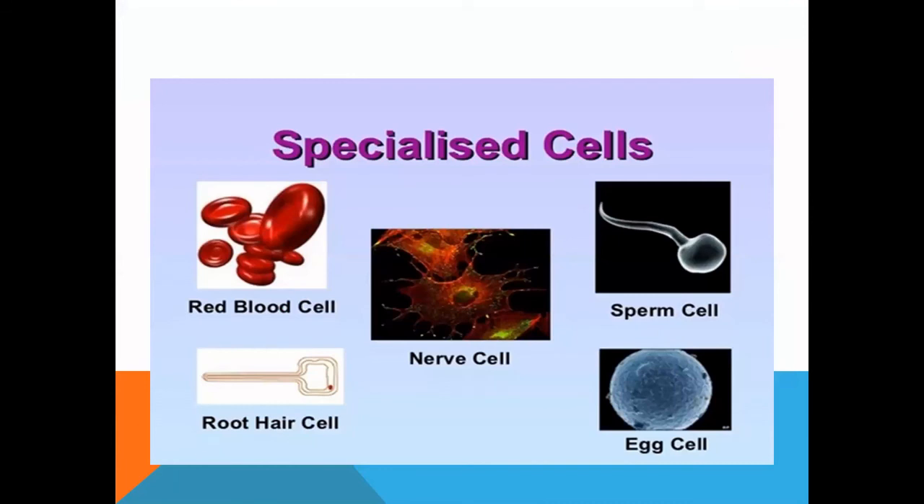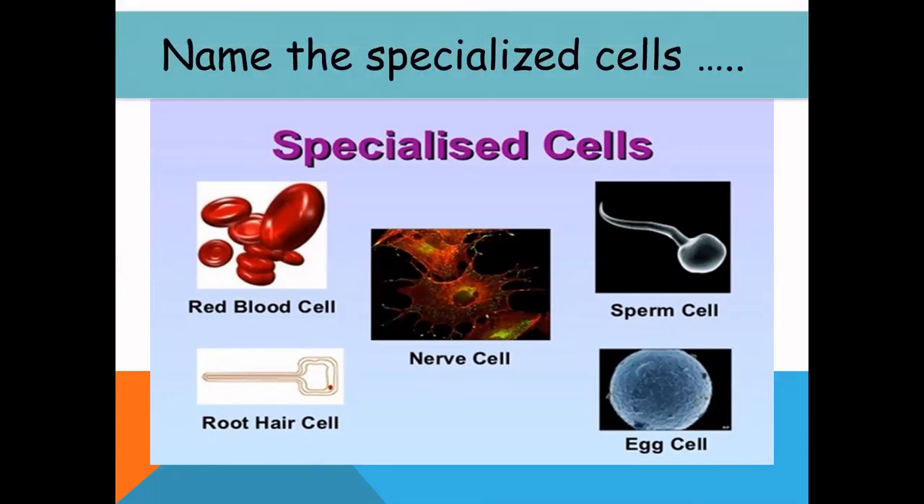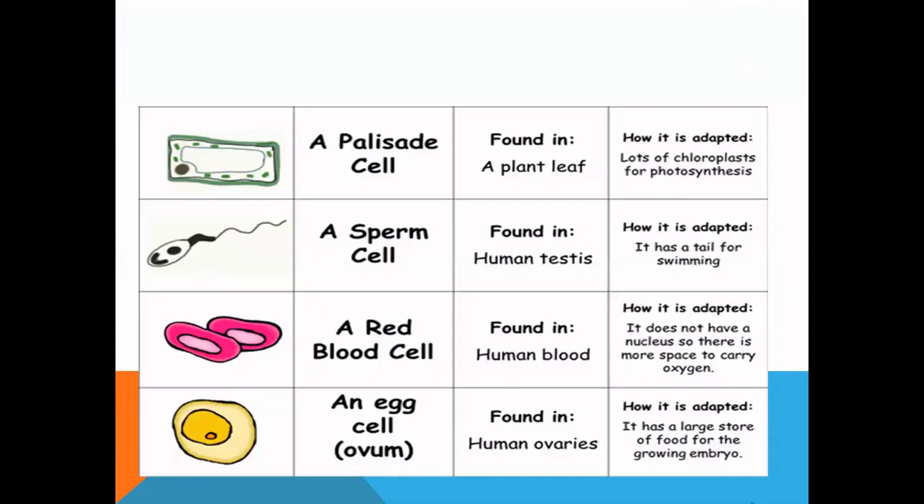Let's name the specialized cells that we study. What is this? How about this one? And this one? And this one? And this one too. Okay, they are specialized cells. Very good. Let's summarize our lesson.